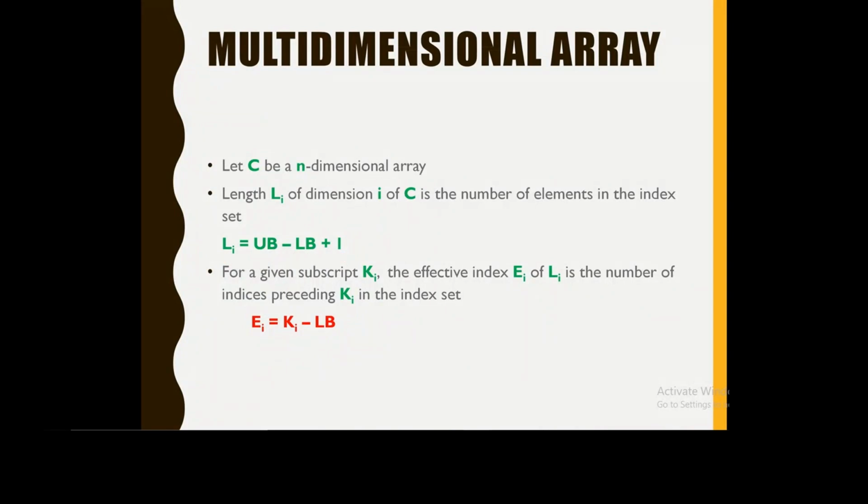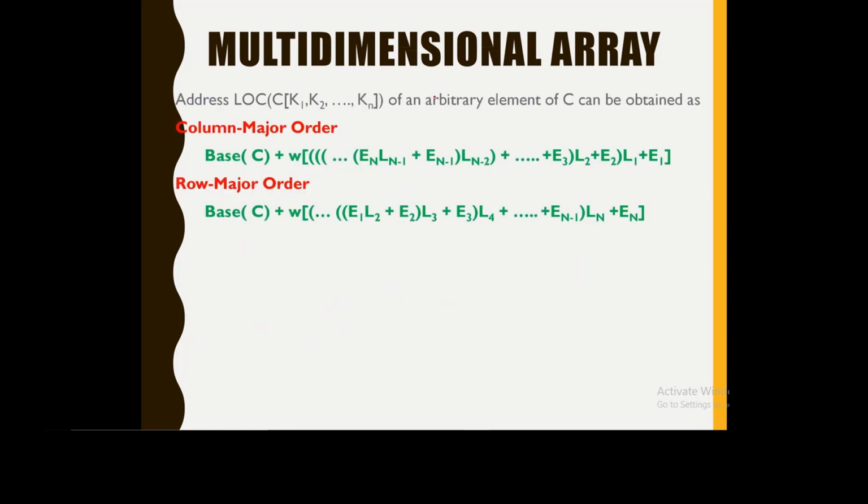In case of the multi-dimensional array, the formula is defined in terms of the effective index. For a given subscript ki, the effective index ei of that particular length is the number of indices preceding ki in the index set, and we will find this ei by ki minus lower bound. The proper lower bound of that dimension will be subtracted from the subscript value for which we want the address or the location. So these will be the formulas for multi-dimensional arrays.